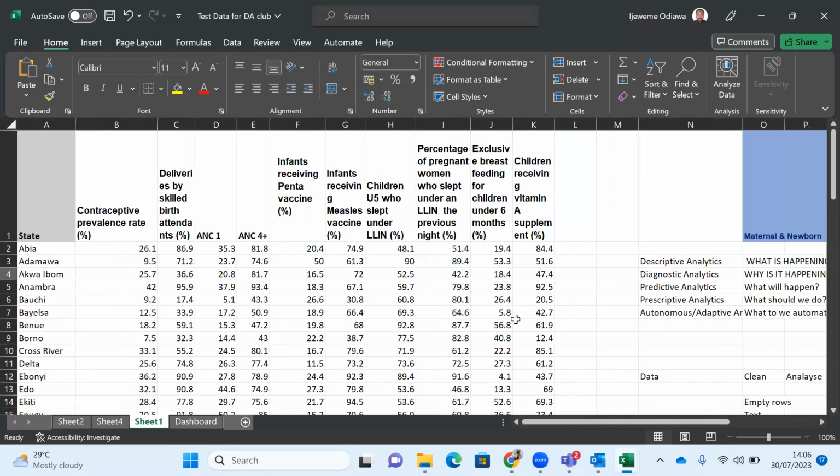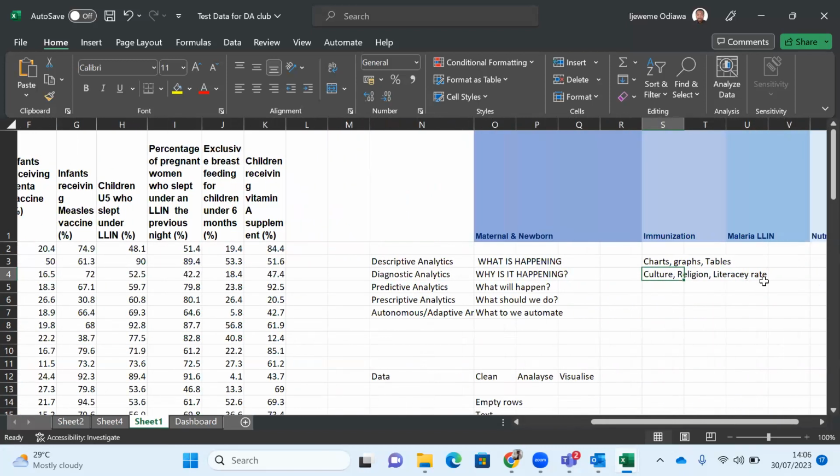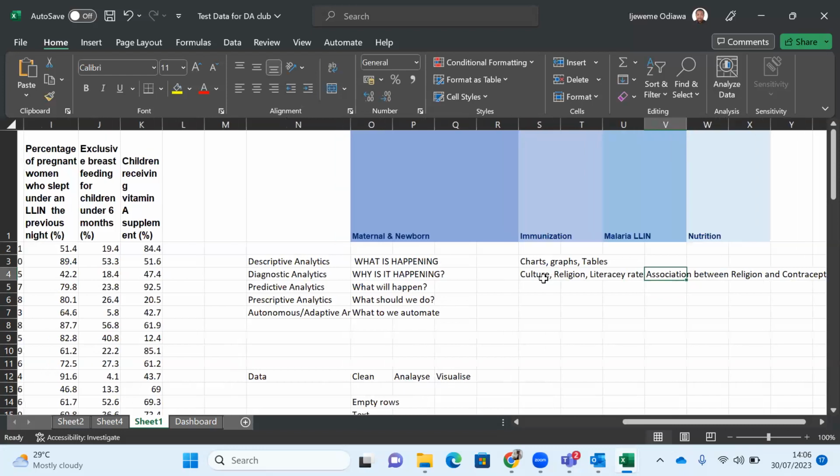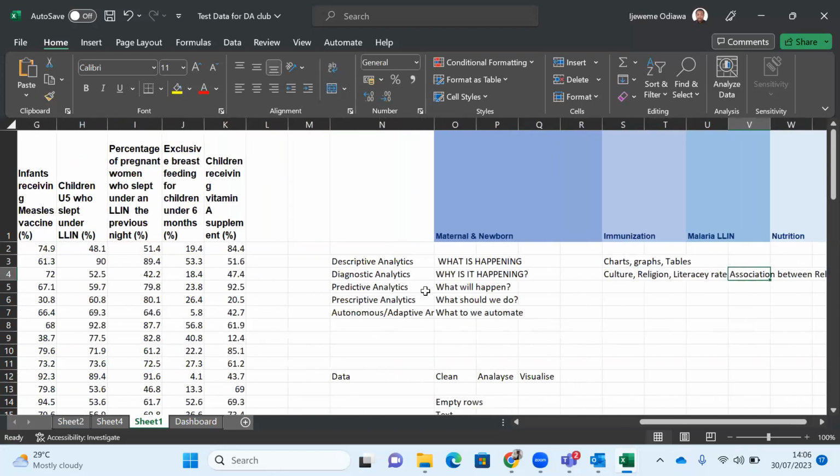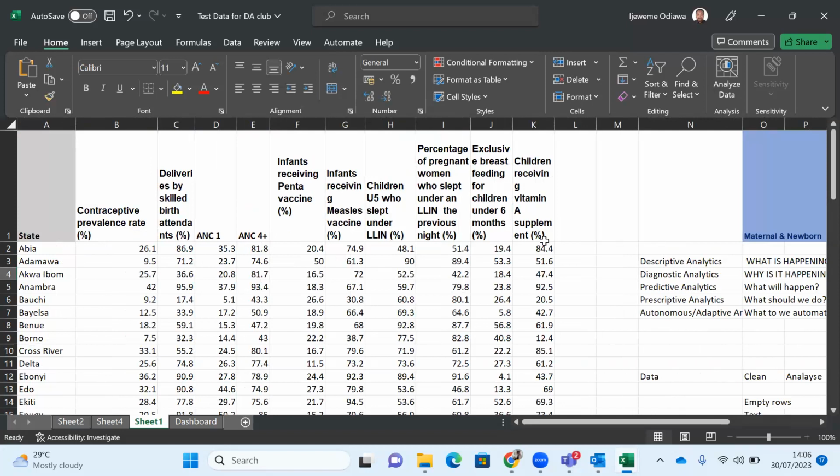The question we basically want to ask now is, is there any association between religion and contraception? That's the question we want to answer. So let's look back at our data. We will now have to get data on religion in each state: how many Christians, how many Muslims, how many traditional worshippers, and compare with contraception rates. Is it higher in Christian areas? Is it higher in Muslim areas? Right now, we don't have that data, but these are the ways that we can be thinking about solving this problem.